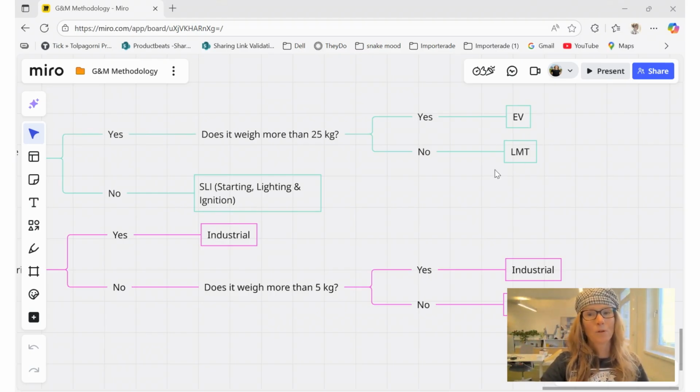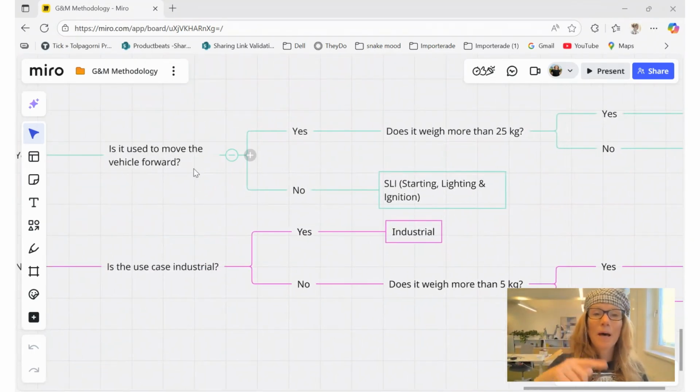And this is quite important. So if you are on the border here, it might be worth trying to reduce the weight of your battery to get into the LMT category, because EV has the toughest requirements and toughest timeline by far, which makes sense because that's the biggest volume of batteries, right? Or mass of batteries, I should say.